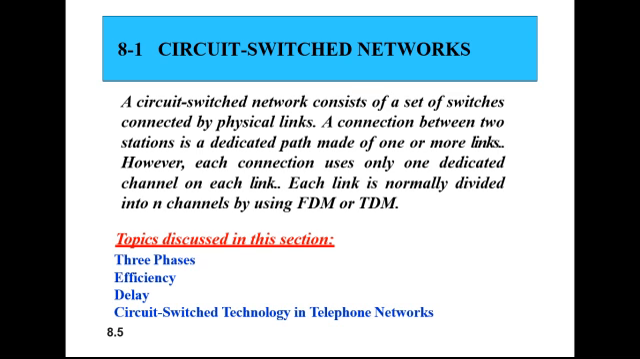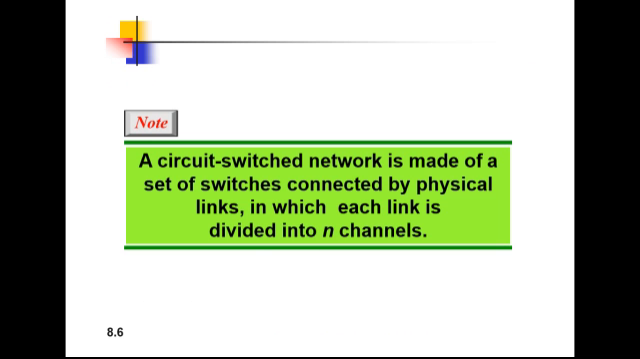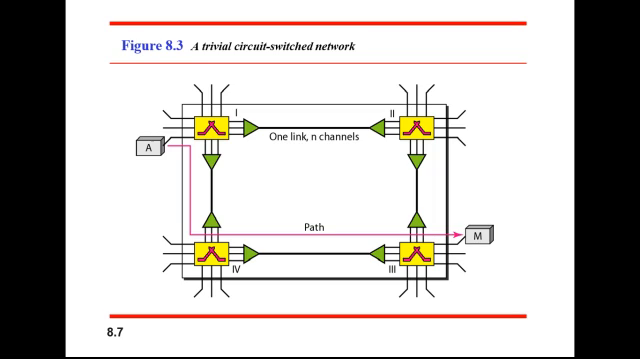The topics discussed in this section are the three phases in circuit switch networks, efficiency, delay, and circuit switch technology in telephone networks. A circuit switch network is made of a set of switches connected by physical links, in which each link is divided into n channels. Whenever two systems establish a connection, one of these n channels is reserved for that particular source and destination. A trivial circuit switch network is shown in the figure.